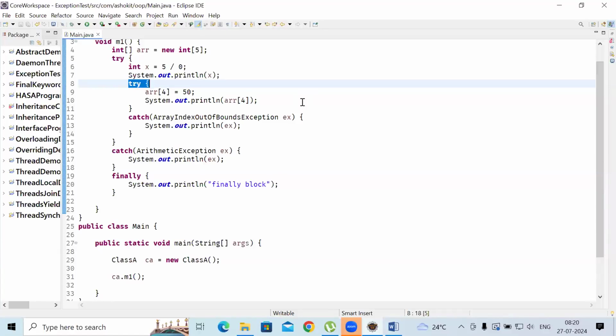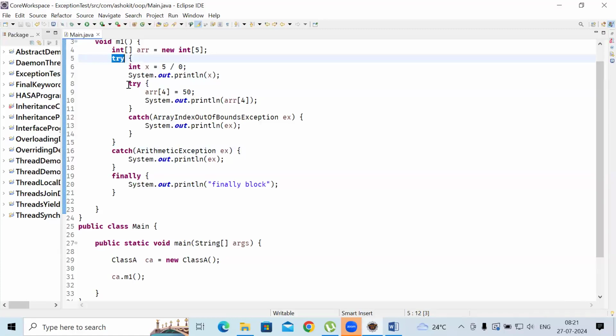Yes, we can. Coming to the point. Tell me, this catch block is for, this catch is corresponding to the inner try block or outer try block? Inner try block. And this catch is specific to the outer try block. Understand here, guys.